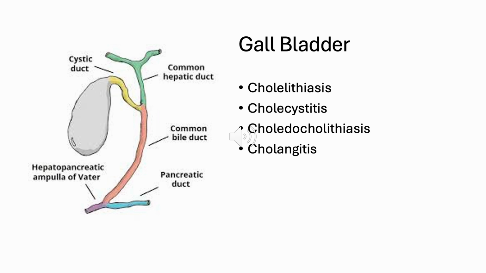Okay? There are 4 terms I need you to know, and they're listed here in order of severity. The first term is cholelithiasis. If you recall, lithiasis means stone, chole means gallbladder. So this refers to gallstones. The second term is cholecystitis, which means inflammation of the gallbladder. The third term is choledocholithiasis, which means a stone is in the common bile duct, which can lead to cholangitis, which is a life-threatening disorder if a stone is stuck in the common bile duct. That can happen.